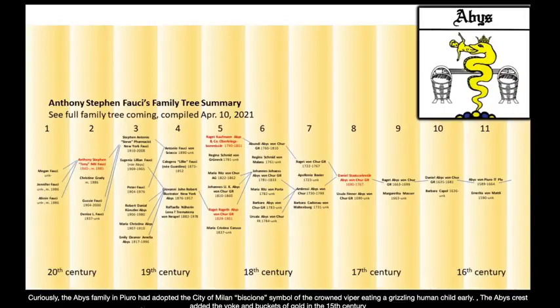Curiously, the Abbes family in Puro had adopted the city of Milan Biscione symbol as the crowned viper, eating a grisling human child. The Abbes crest added the yoke and buckets of gold in the 15th century. So instead of the serpent on a vertical pole, we have the serpent on a horizontal pole, which Dr. Sean Ross explains is the horizontal rule of the New World Order. The vertical rule would be that of the firstborn son of royalty taking all, the primogenitor. And now you have the second, third, and fourth born sons taking their turns through fake elections. That's the New World Order, horizontal rule, as far as I understand.